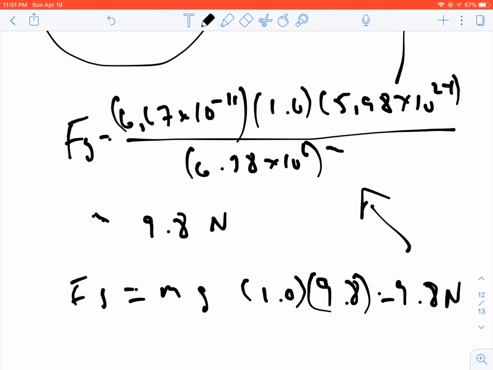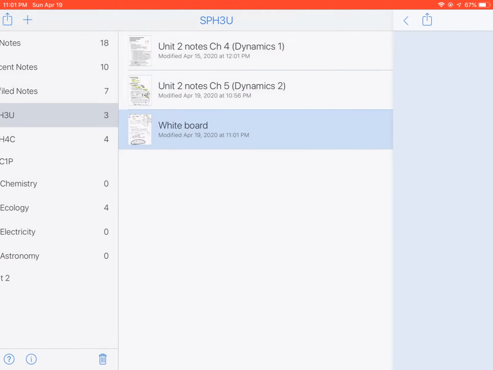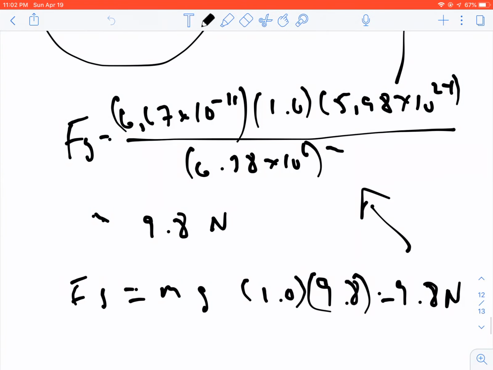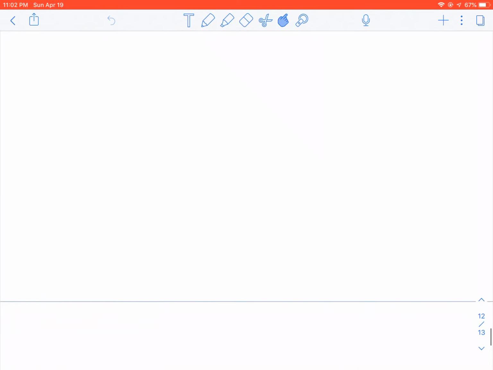Both will give you the same answer, but recognize that if it's specifically asking you to determine a gravitational force pulling you down to a planet, then, especially if it's Earth, you know that the gravitational acceleration will be 9.8. Okay, lastly, the third example on page 158.